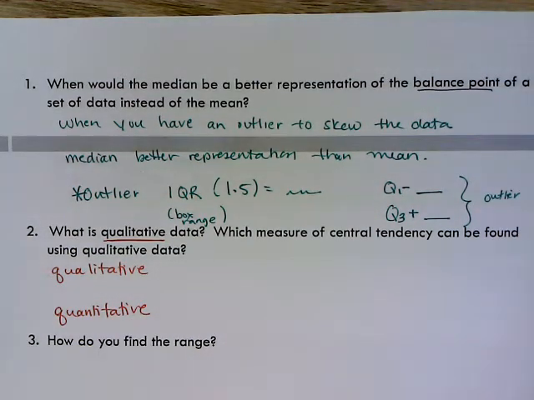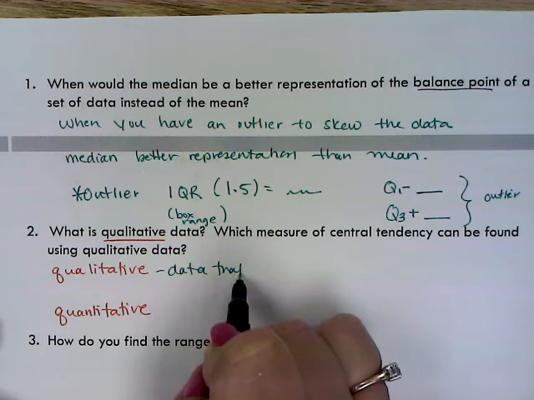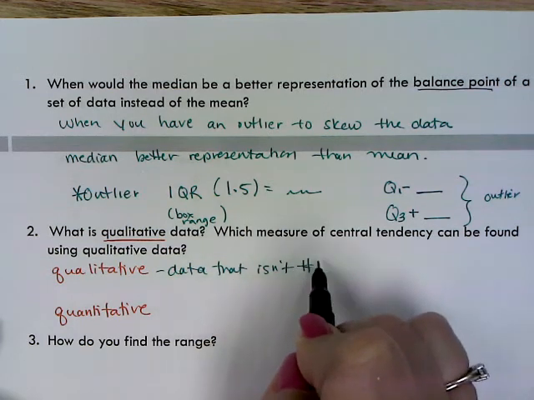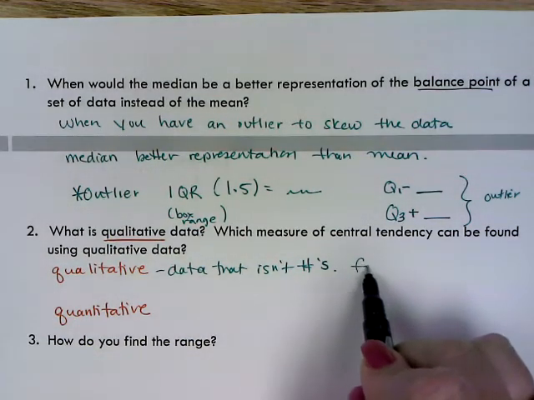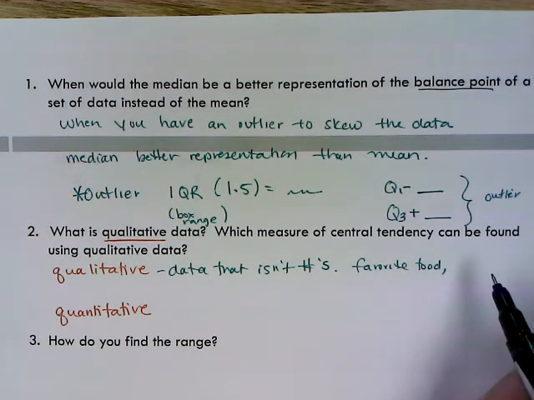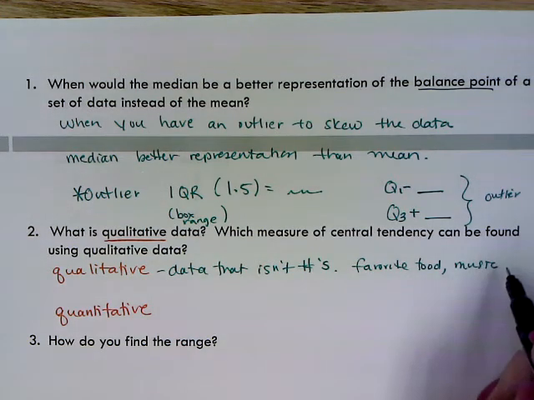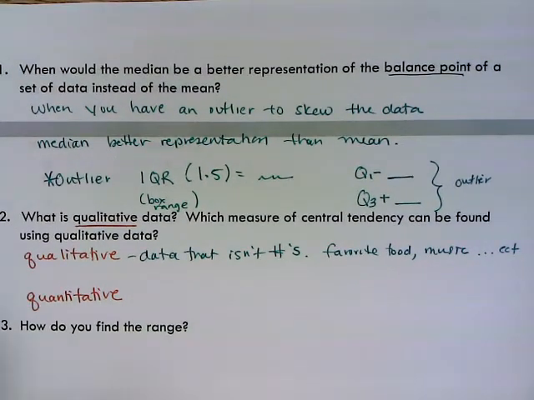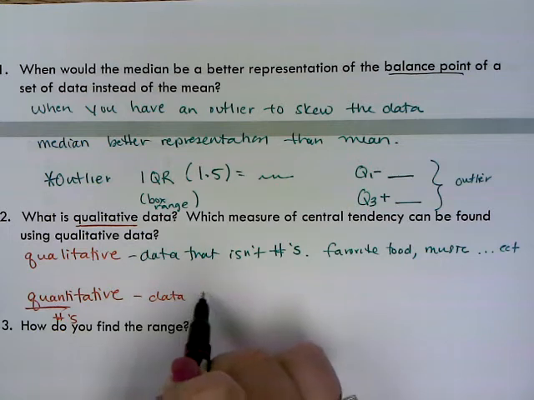Qualitative data is data that isn't numbers. So what data is not numbers? I could ask for favorite food. Then it would be M&Ms, pizza, hamburgers. I could ask for music, classic rock, country, that kind of stuff. When you're getting an answer, that is not a number. Because quantitative, quantity means numbers. So it's data that is numbers.